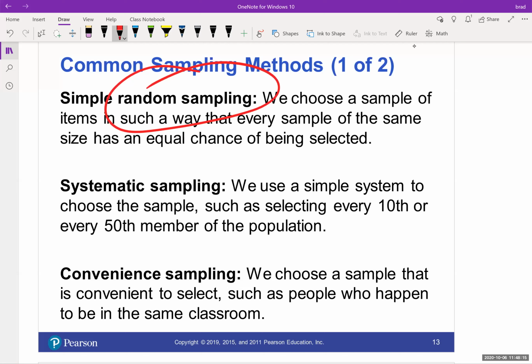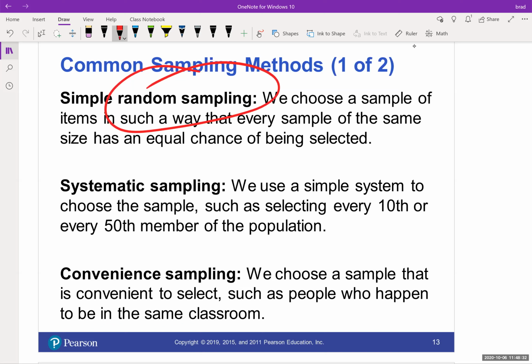Systematic sampling. We use a simple system to choose the samples, such as selecting every 10th or every 50th member of a population. Or if you were doing it in a neighborhood, you could do every 17th house. But the randomness would come from where the starting point is.